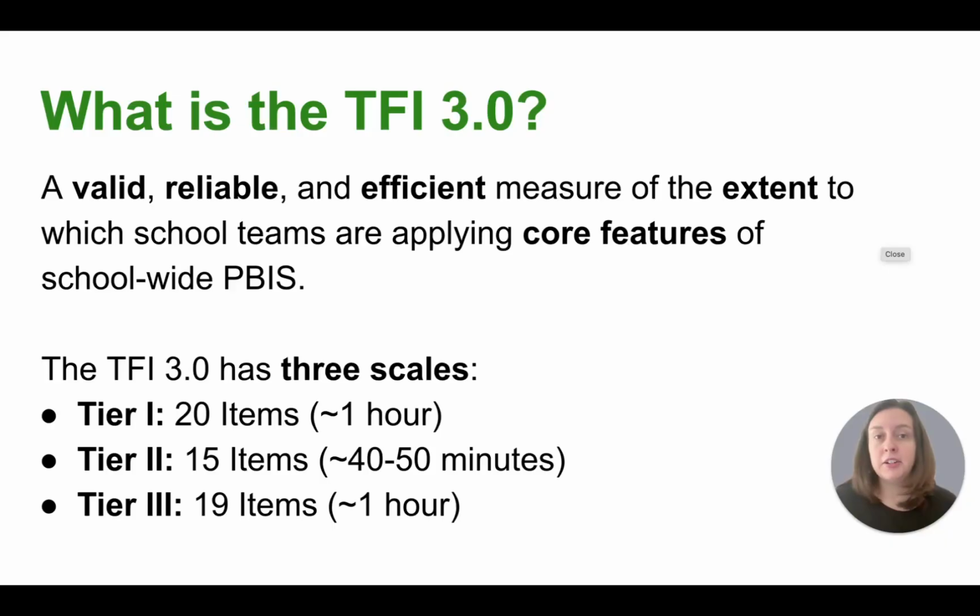So it's been taking our teams around an hour to complete Tier 1. So we just want to make sure you have enough time so that you're able to complete the full Tier 1 TFI. Tier 2 has 15 items, so we're budgeting around 40 to 50 minutes. And Tier 3 has 19 items, so again, about an hour. So you want to make a plan with your TA about who's completing which tiers and how to get that done in the time that you have.